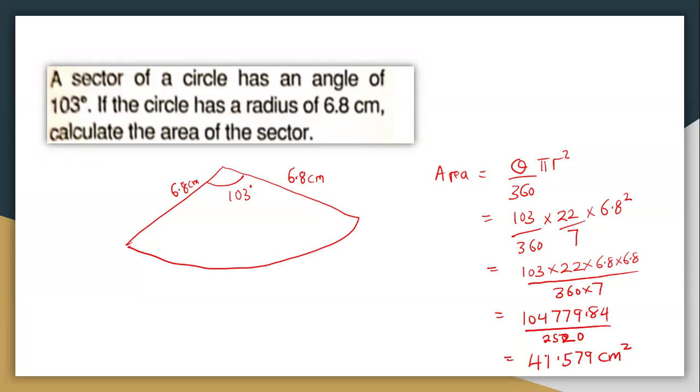Yes, that is correct. Now, still for this same question, they may ask you for the material that was cut out. In other words, they're asking you for the major sector. If they're asking for the major sector, the part that was cut out or the part that was not used, then it is just a matter of saying 360 minus 103, you get the number of degrees, and then you apply the same method.